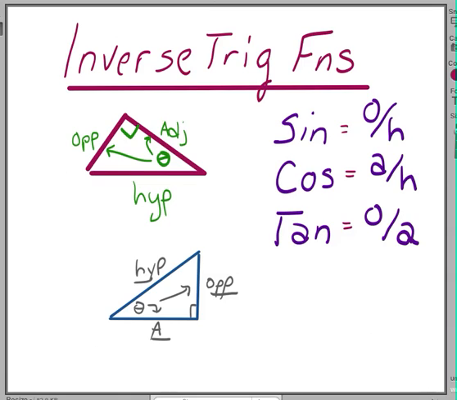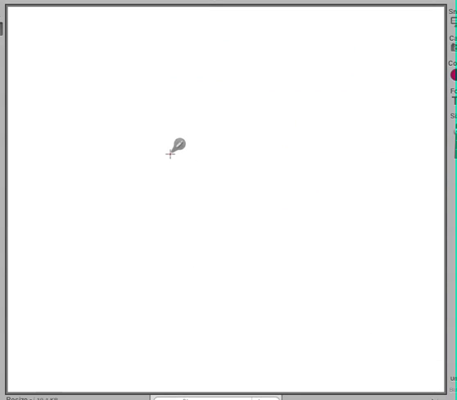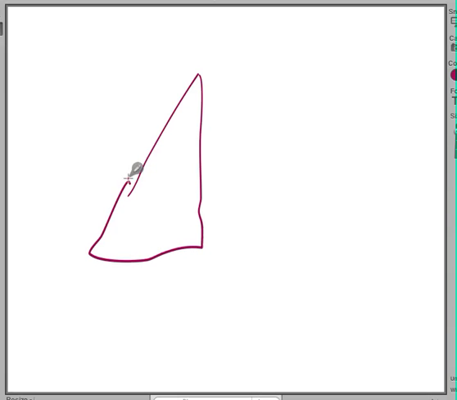So if we have a right triangle, let's take a right triangle here and make a 45 degree angle. That's not very good, but you get the idea. If this is 45 and this is 45, and this is 90, that means that this is an isosceles triangle. It looks more like a wizard hat or something, but that means that this is congruent to this.